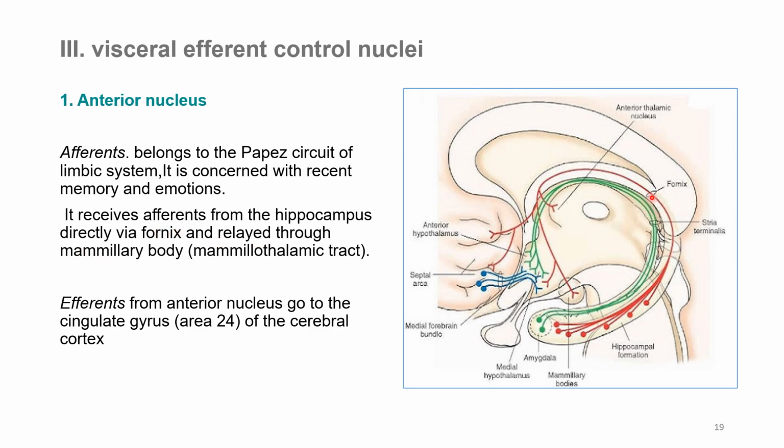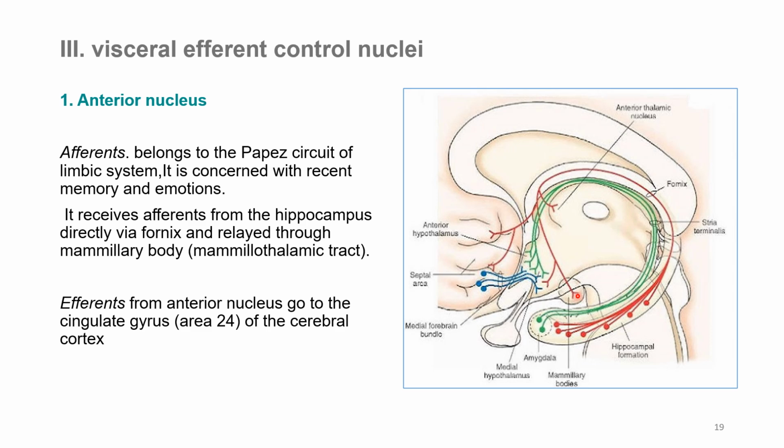So it receives its afferents from the hippocampus directly via the fornix. This red colored one is the fornix. Okay, from the hippocampus, this is the hippocampal formation. From here the fornix is formed and it is giving its fibers to the anterior thalamic nucleus. And it also receives from the mammillary body. These are the mammillary bodies. Mammillothalamic tract.